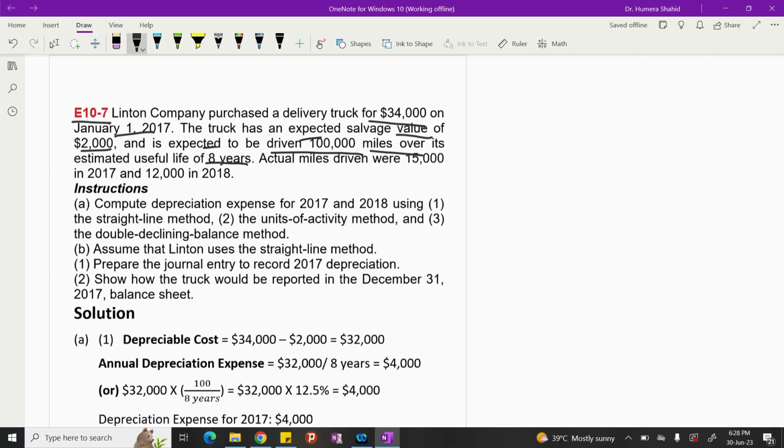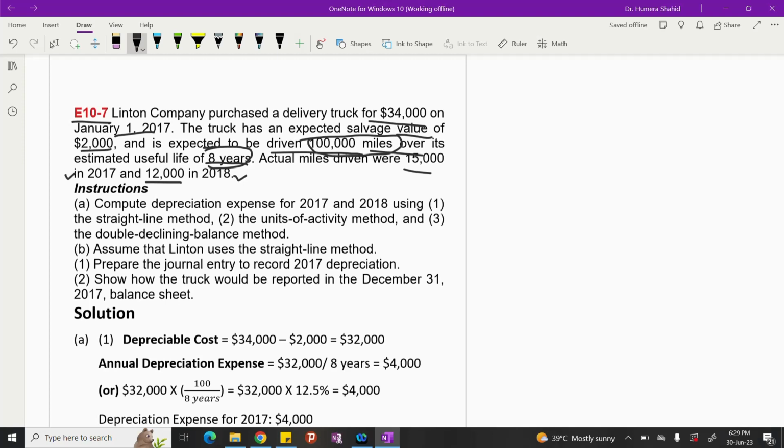So the total mileage, total activity it can perform, that is 100,000. Total life in years is 8 years. Actual miles driven were 15,000 in 2017 and 12,000 in 2018. They did not tell us the mileage for all the 8 years. They only told us for the first 2 years.